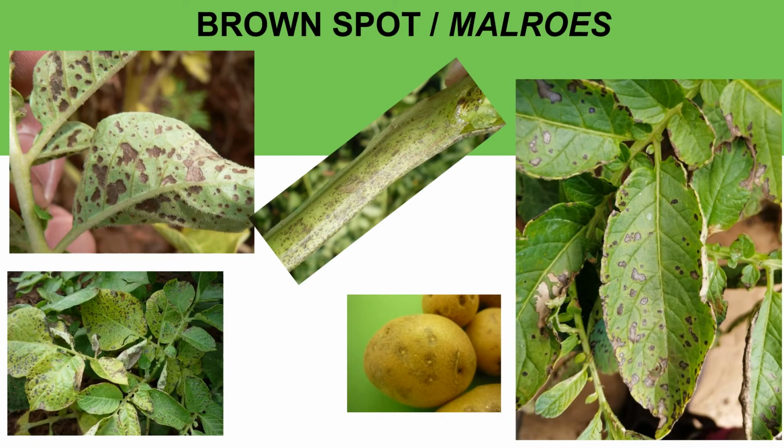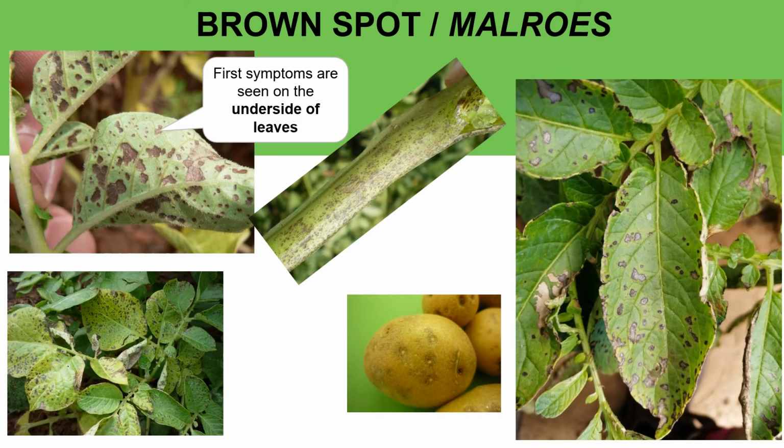Brown spot or molrus, on the other hand, is characterized by the first symptoms being seen on the underside of leaves. So because of the fact that the symptoms are first seen on the underside of leaves, it is critically important that one turns the leaves over when looking for brown spot.